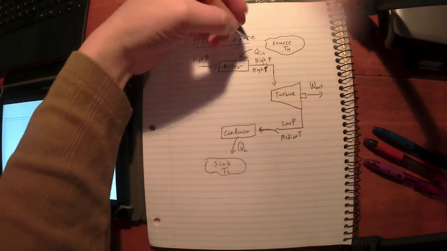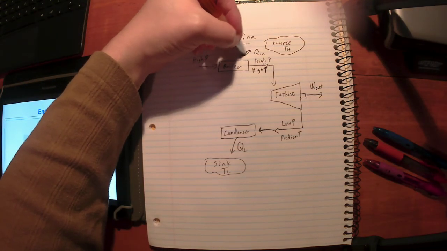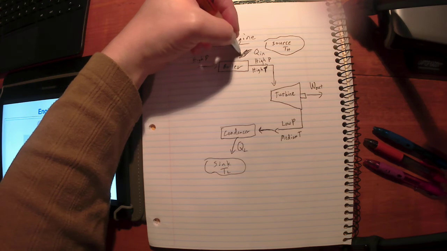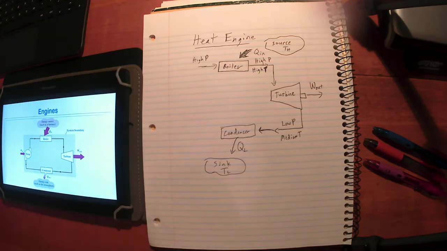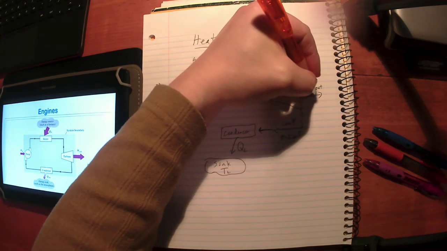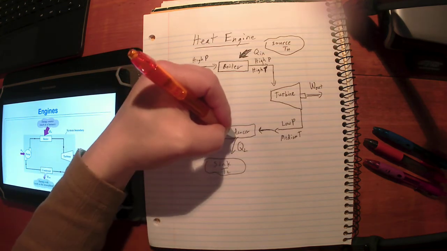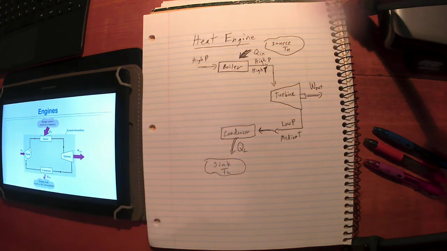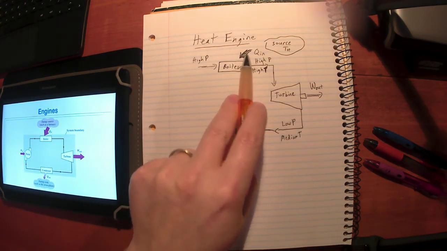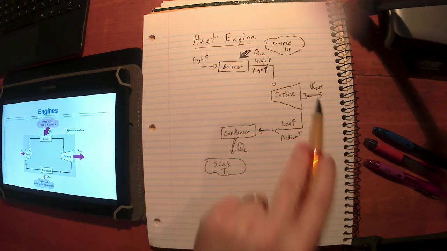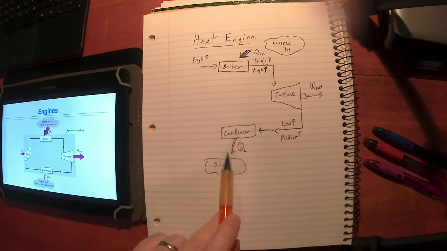Remember, I put a real big thick arrow up here. I put a lot of heat in up here. I get a little bit of work out, but then I've put all this energy in. I can only put some of it out as work. So I've got to reject what's left down here to some low temperature sink.